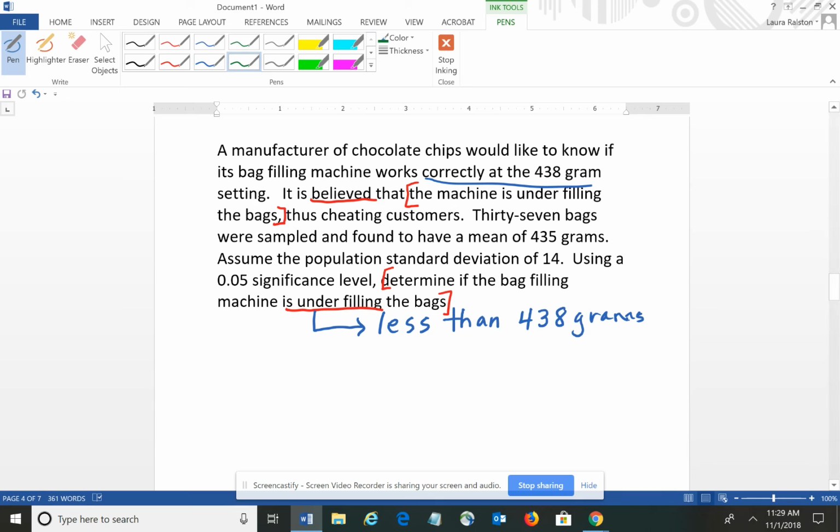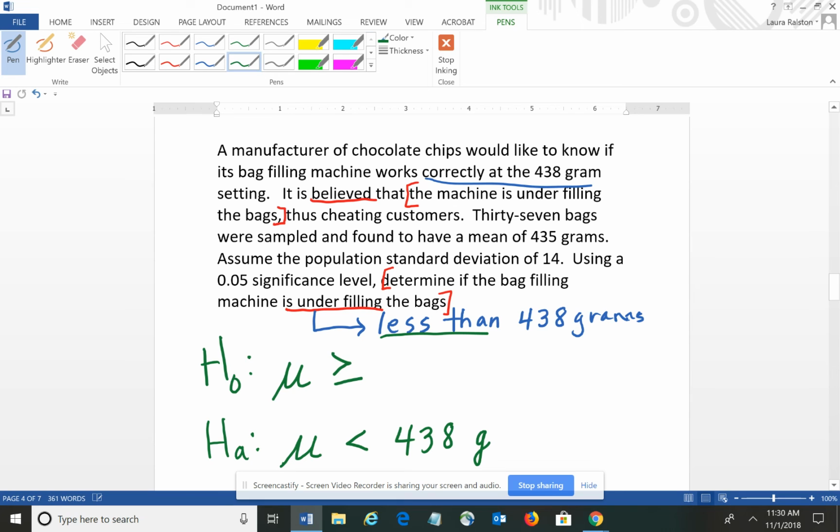So if I go to state my hypothesis, we have H, the null hypothesis, and the alternative hypothesis. Again, this statement implies less than, which does not include equal in any form. So the hypothesis stated in this paragraph would be my alternative. So the mean is less than 438 grams. The null would be the exact opposite. The opposite of less than is greater than or equal to 438 grams. Now that one's a little bit more involved because you got to kind of, in a sense, read between the lines.